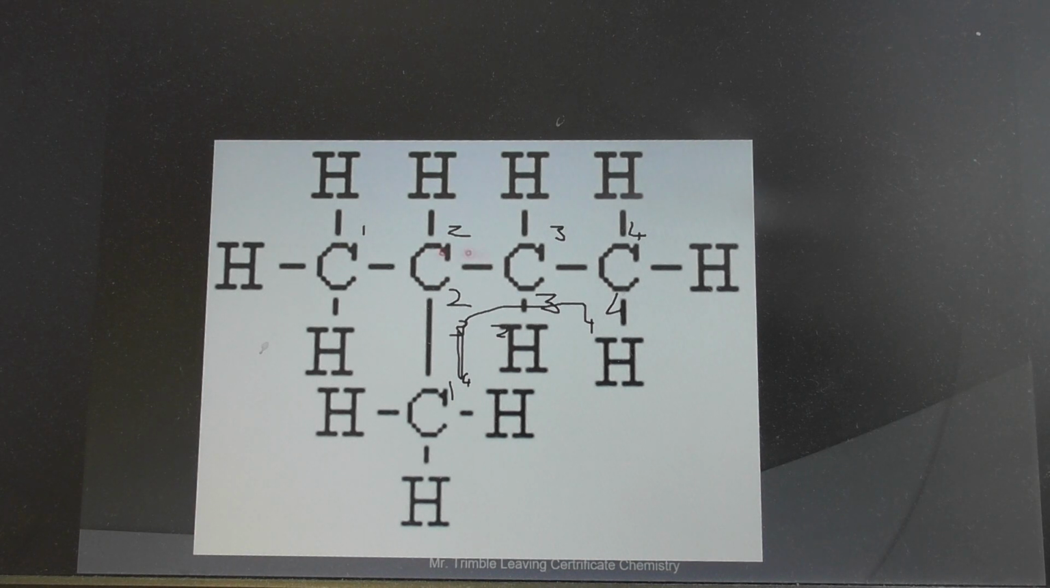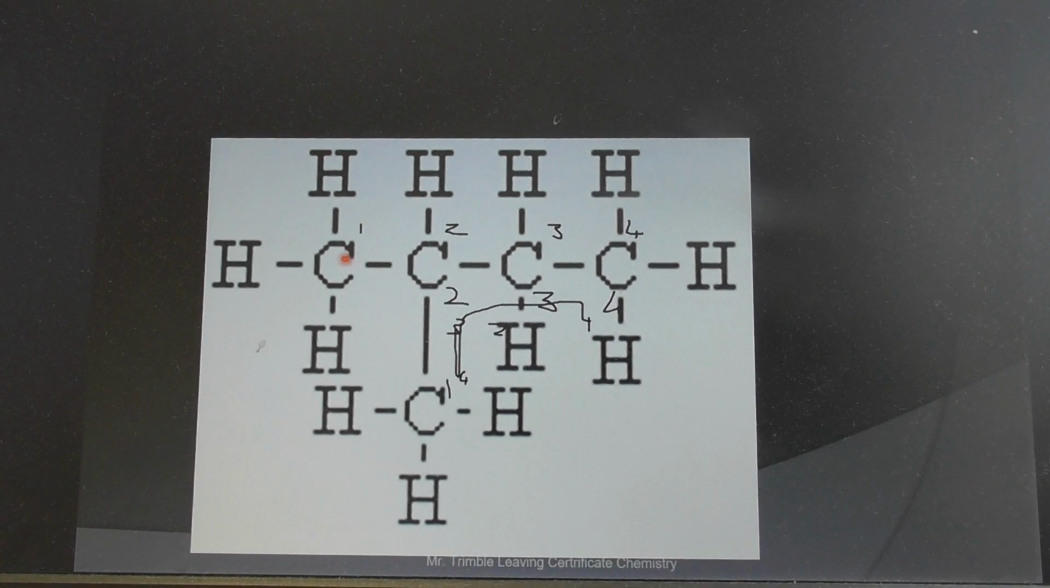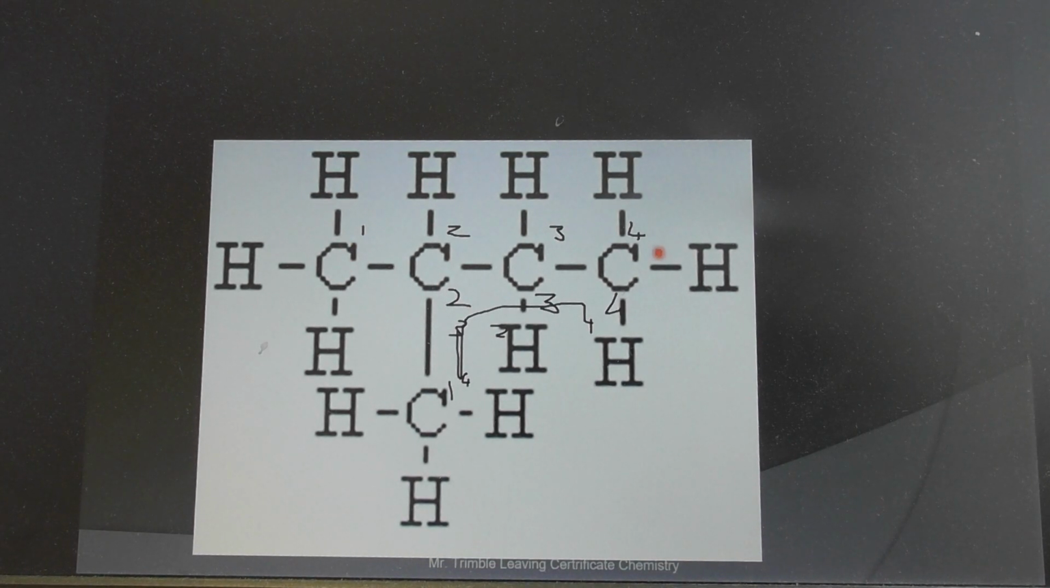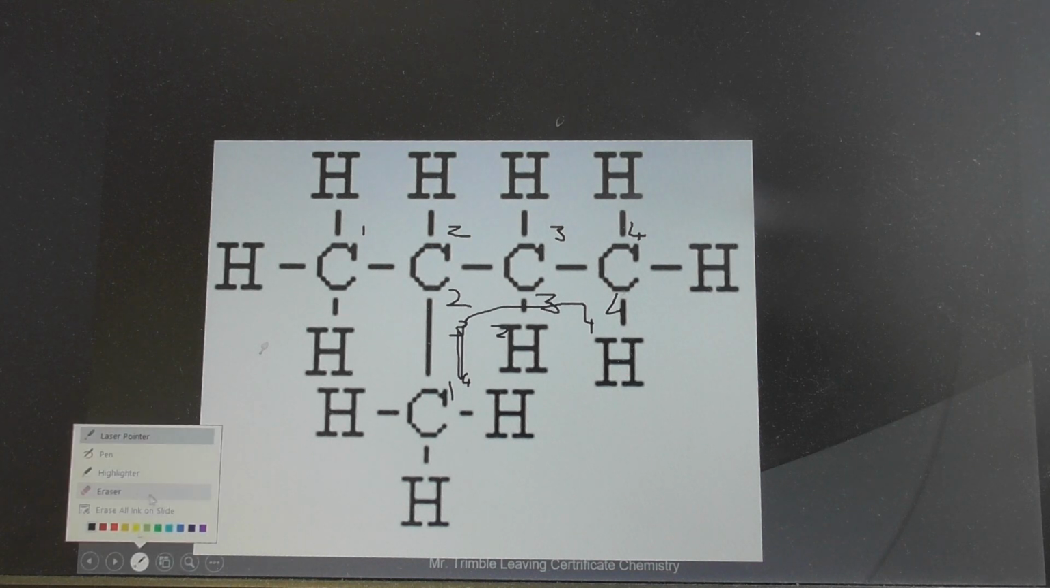Now normally, just out of ease, I would always use the straight chain, but you do not have to, because a lot of the time the longest chain is not the straight chain. Longest continuous chain of unbroken carbon. So here you have 1, 2, 3, 4. Off carbon 2 there, you have a methyl group. So it's 2-methyl. To name this, I'll just get my pen again.